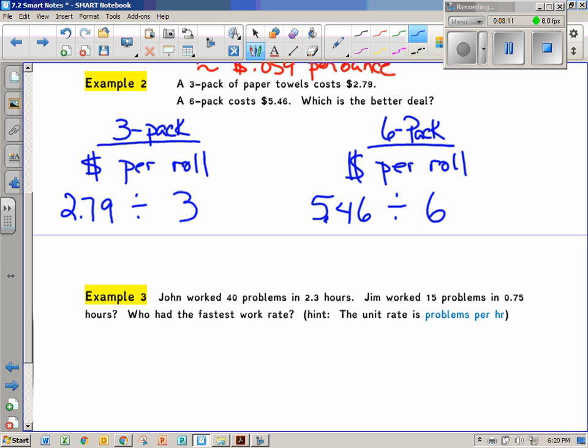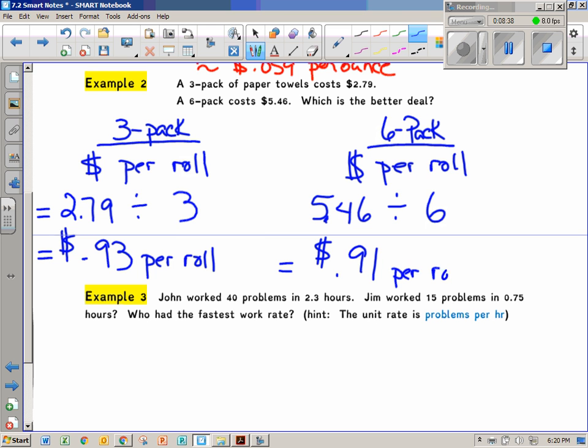This one comes out to be exactly 0.93. And over here, this one comes out to be 0.91. So this is 93 cents per roll, which you should write. When you're asked to find unit rates, you need to put the full label, and that's per roll.